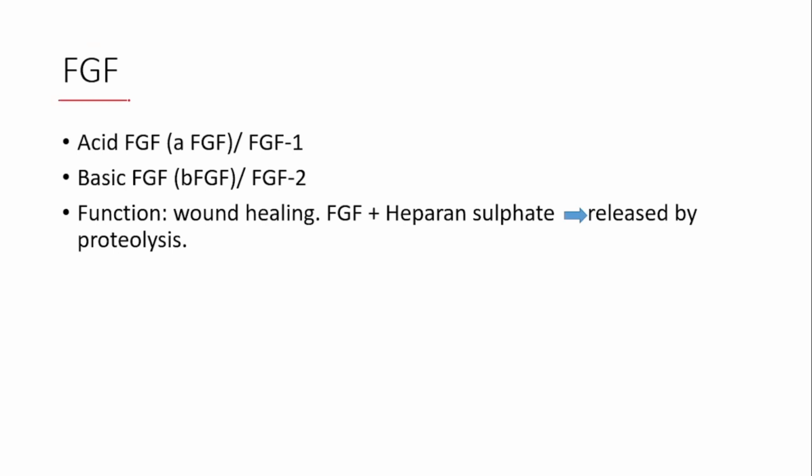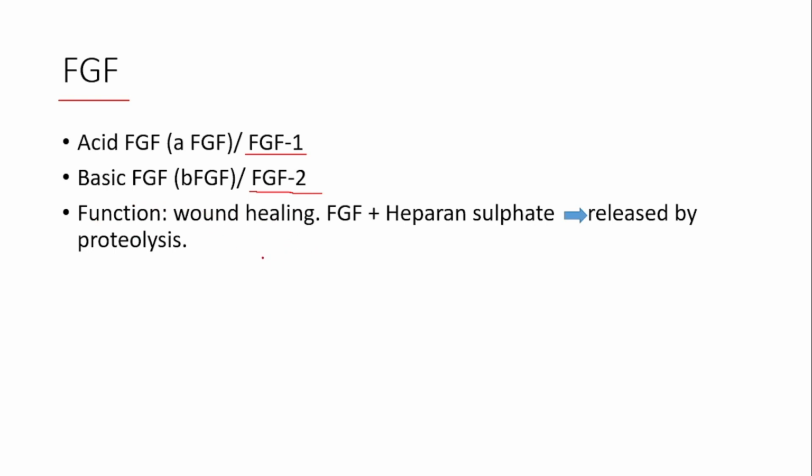So the next is FGF, which is fibroblast growth factor. There are various FGFs. The most commonly known are acid FGF, that is AFGF, also known as FGF1, and basic FGF, BFGF, also known as FGF2. So in extracellular matrix, what happens? This FGF is associated with the heparin sulfate, and it acts as a reservoir for the inactive factors, and it is released by proteolysis. For example, its function mainly is in wound healing.